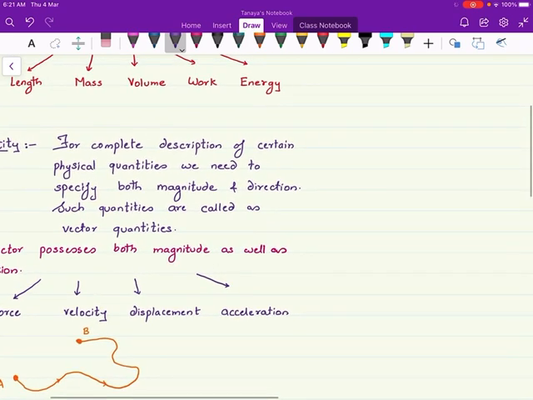Now let's see what I mean by this. Suppose we have a table, and on this table I have placed a block. I tell you that to move this block, the force needed is 2 Newton. But I say that I am applying a force of 4 Newton, still the block is not moving.